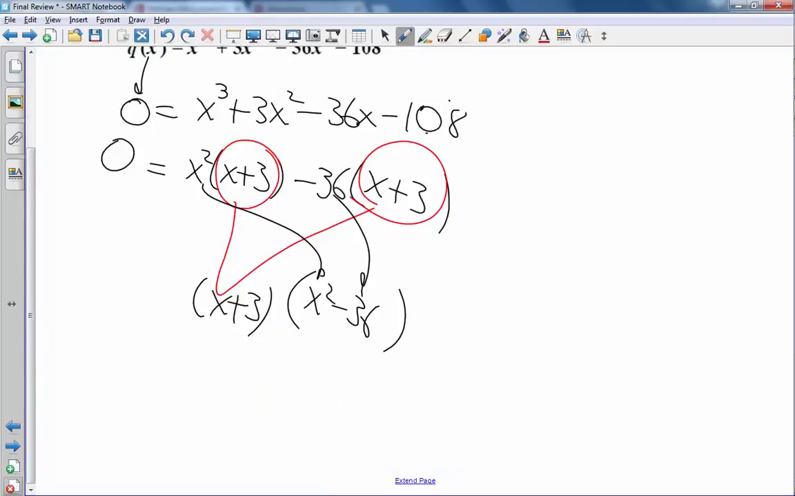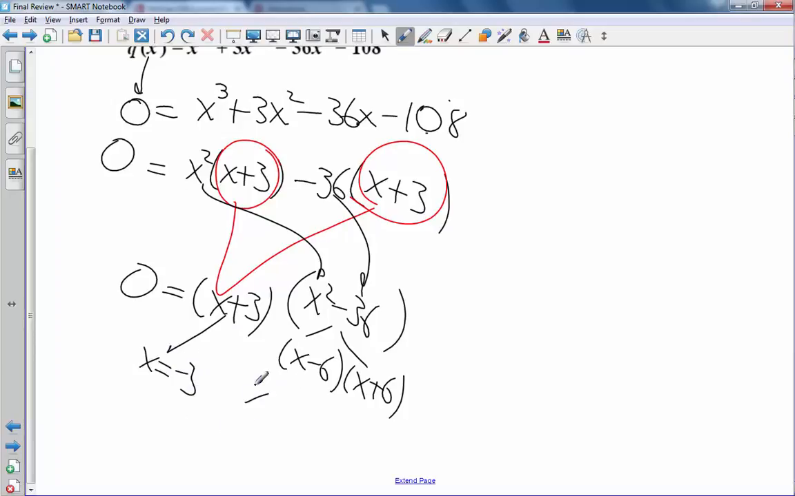Are we done factoring? Some people can stop here, set each one to 0 and still get the answers right. But I feel like we can factor this with the difference of squares formula as x minus 6 times x plus 6. And we now set each to 0 and solve. Set this one to 0 and solve. Set that one too. There are 3 zeros: negative 6, negative 3, and positive 6.